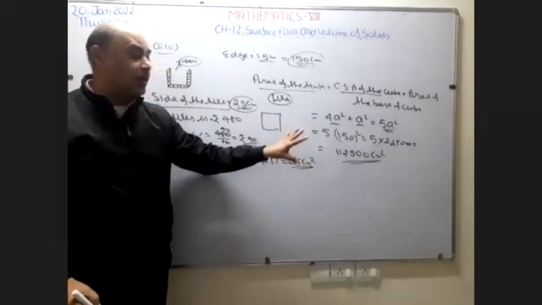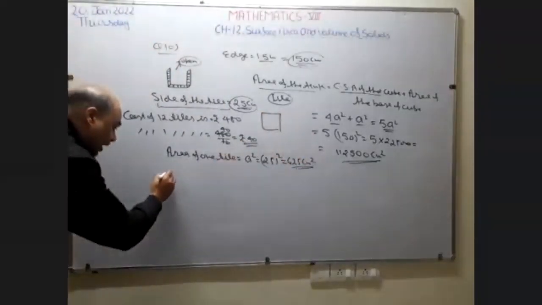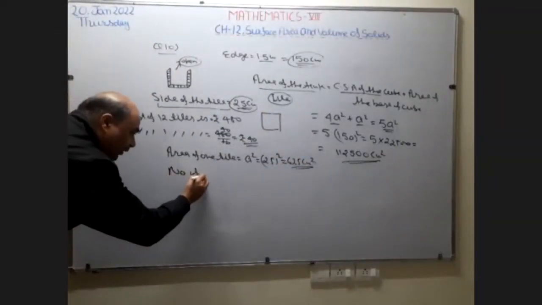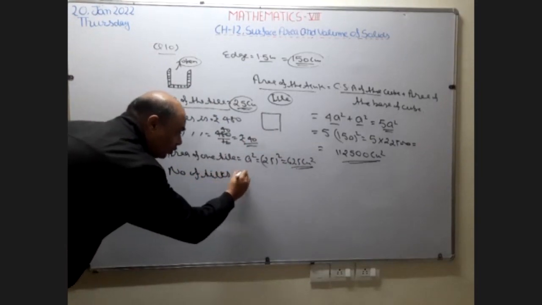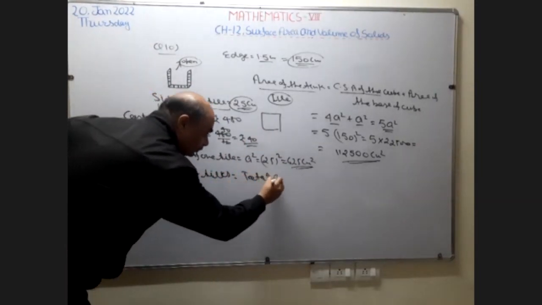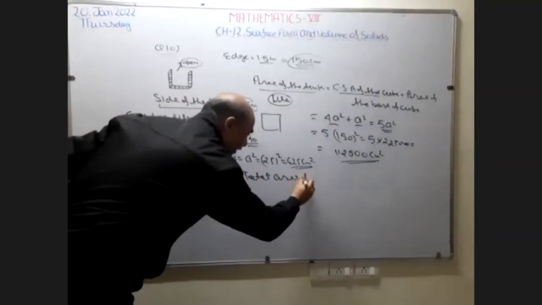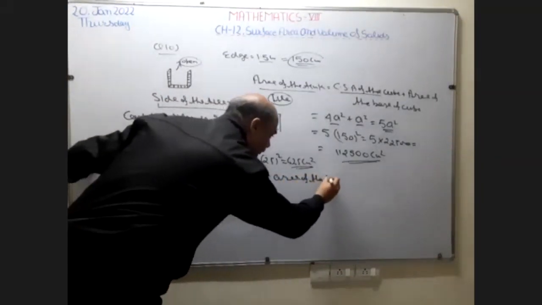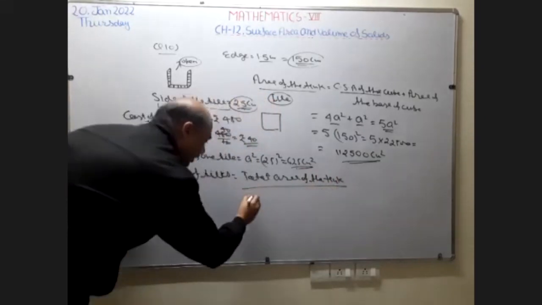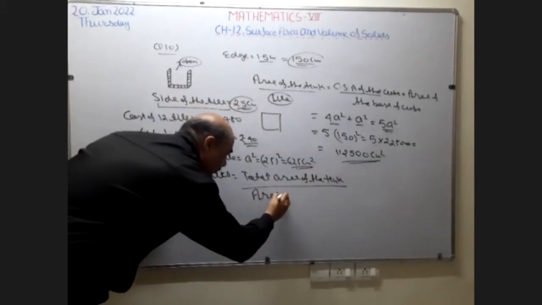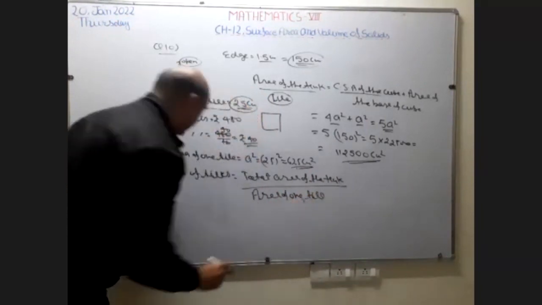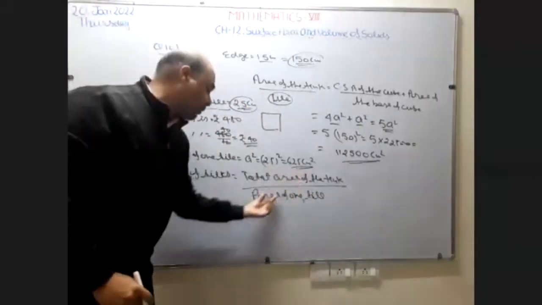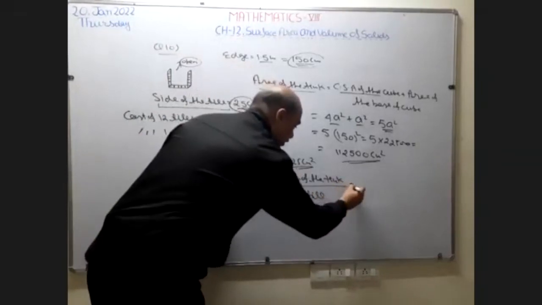Now I want to find the number of tiles. So write here number of tiles equal to total area of the tank upon area of one tile. I'm going to find the number of tiles: total area of the tank upon area of one tile. Now, what is the total area of the tank?